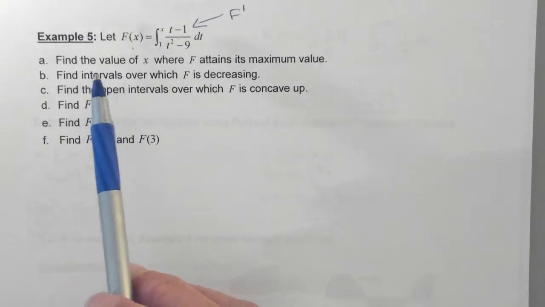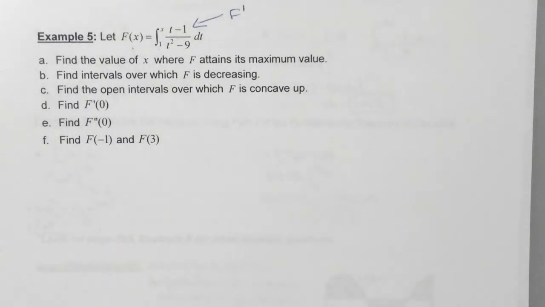Folks, you need to know this. It says find the value of x where f attains its maximum value. How do we find maxes and mins? We take the derivative, but wait, if I do what I just talked about with the fundamental theorem of calculus part 2, I will already have the derivative.